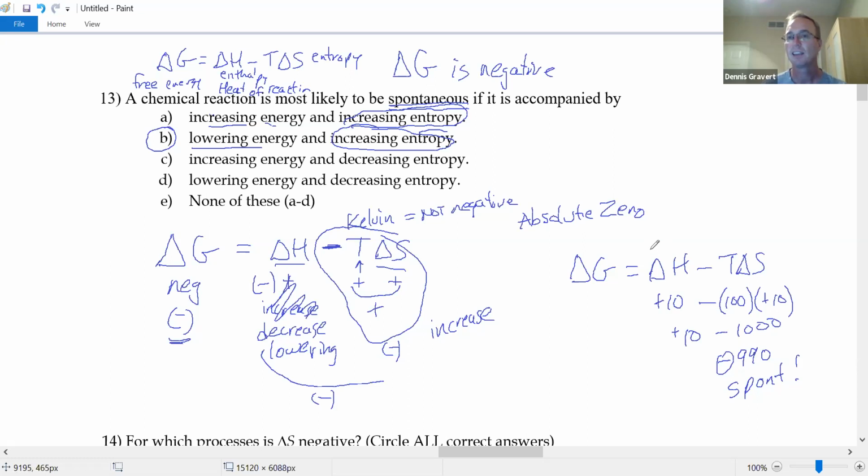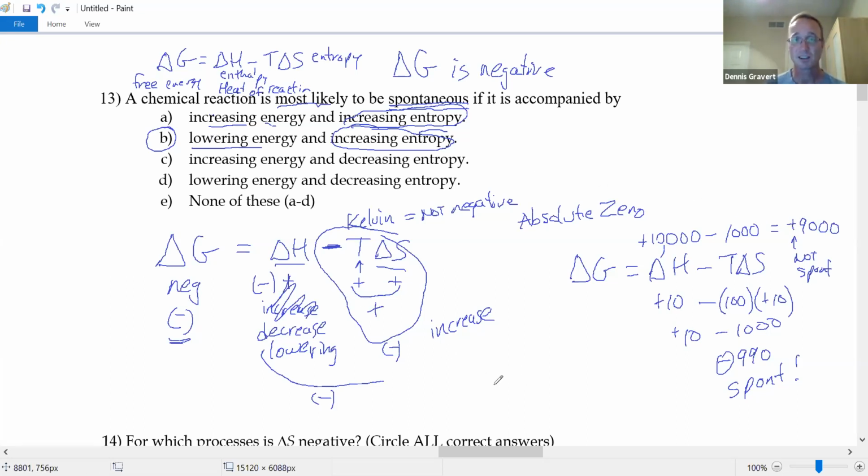Cool. Yeah, but what if instead of plus 10, we said plus 10,000? And then we kept temperature at 100 and the S at plus 10. So then we subtract 1,000. And now this is a positive 9,000. And that's positive, so it's not spontaneous. That's telling us letter A is not the best. It could be spontaneous, but it also could not be. So then try letter B.